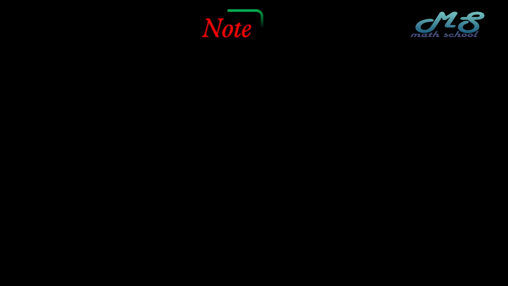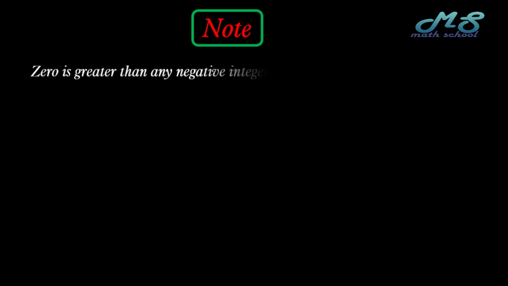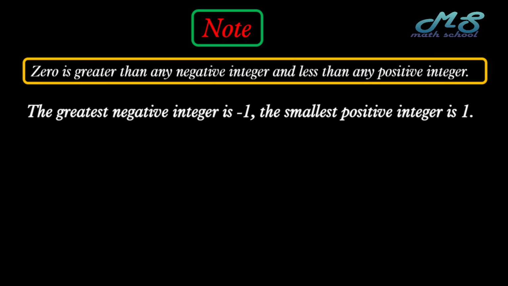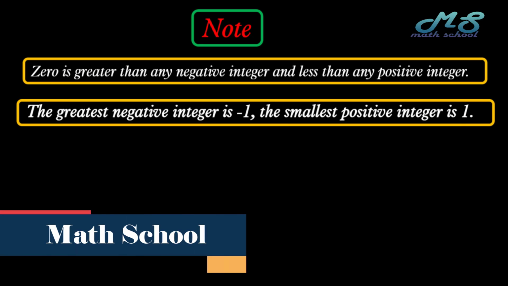We will remember some notes. The first note is that 0 is greater than any negative integer and less than any positive integer. Next, the greatest negative integer is what, guys? Yes, it is negative 1. And the smallest positive integer is what? It is 1.